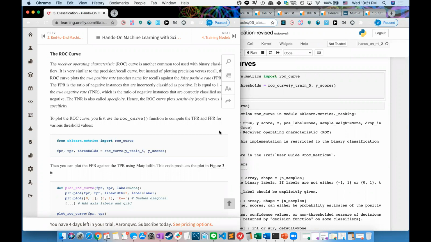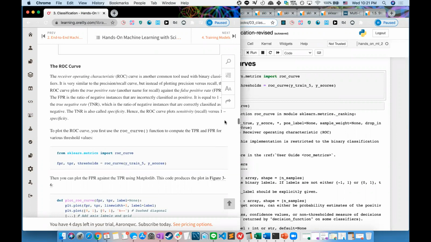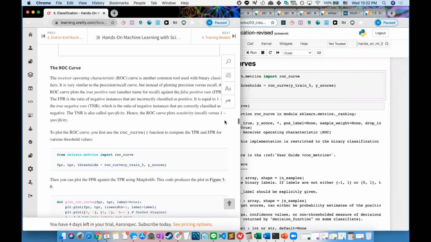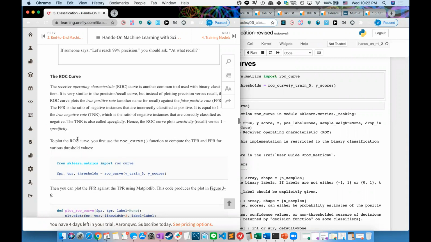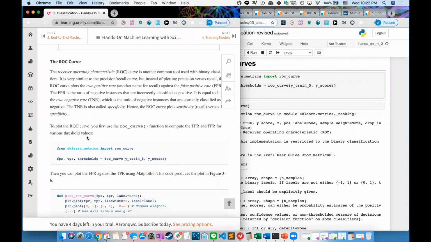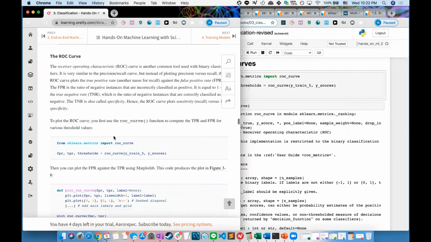It is equal to 1 minus the true negative rate, which is the ratio of negative instances that are correctly classified as negative. The TNR is also called specificity. Hence, the ROC curve plots sensitivity versus 1 minus specificity. To plot the ROC curve, you first use the roc_curve function to compute the TPR and FPR for various threshold values.